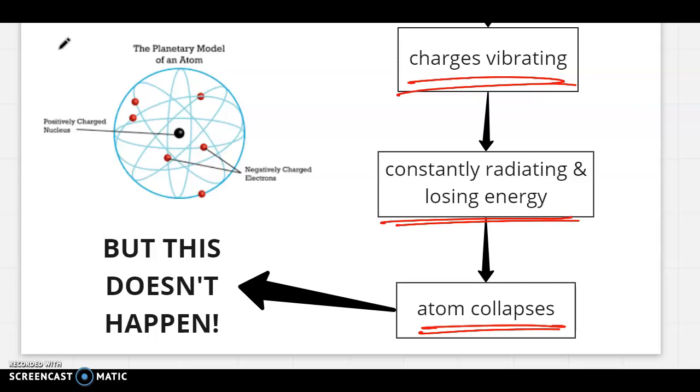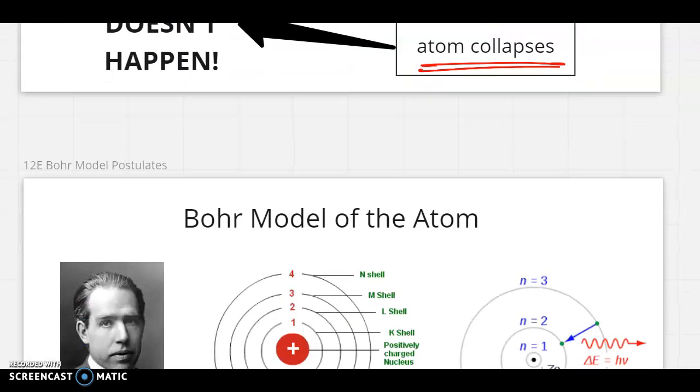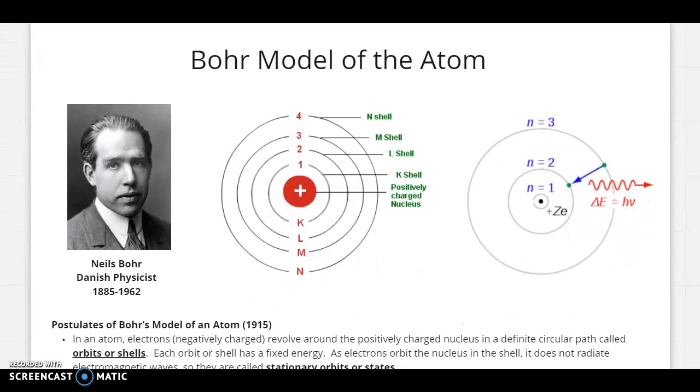So what's going on there? Why don't we have that atom collapsing? Well, along came Niels Bohr. And Niels Bohr came up with a model of the atom that I know you've been taught to turn your nose up at, but you really shouldn't either.